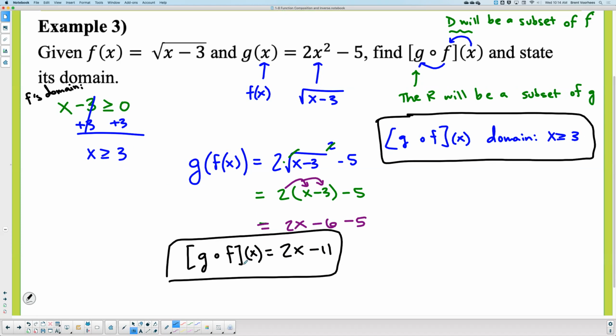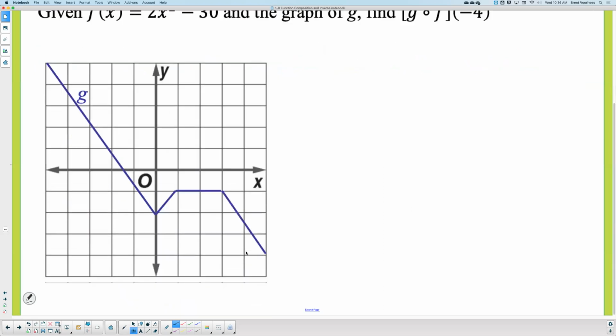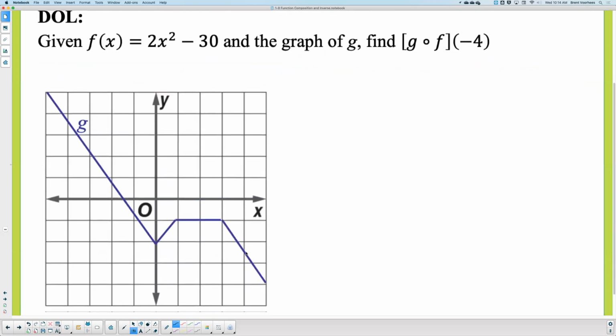Okay, I got one more composition before we move on to inverse. Given f of x equals 2x squared minus 30, and the graph of g, find g of f of -4.